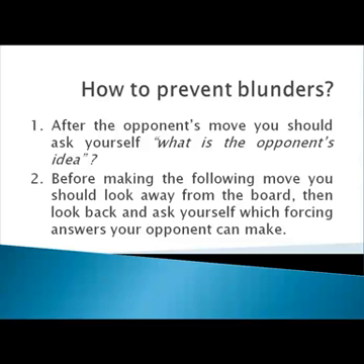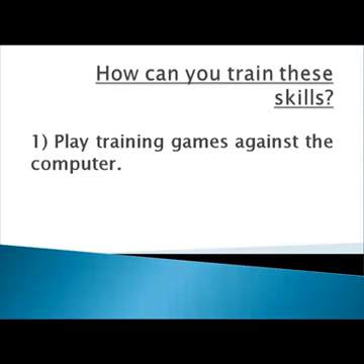How can you train these things? The first and very good way is to play training games against the computer. The computer is a great attacking player. It finds all the attacking possibilities. If you miss something, the computer will definitely show it to you. You shouldn't be confused about the result of these training games. Computers play very strong, and you'll probably lose all of your games. This really doesn't matter. Your only task is to not make blunders in these games. This is the first recommendation.